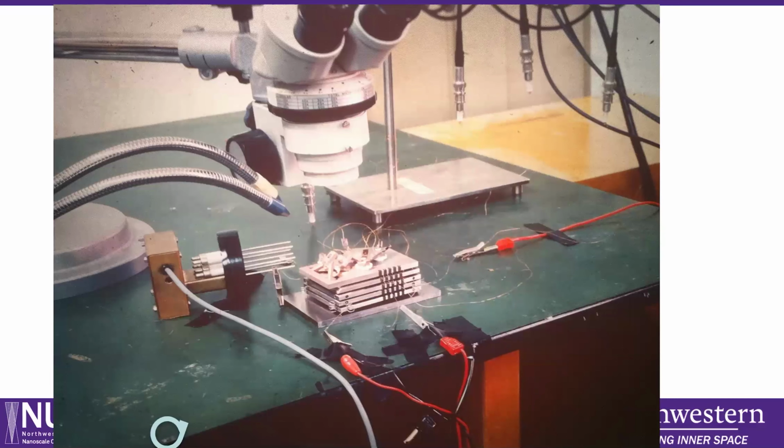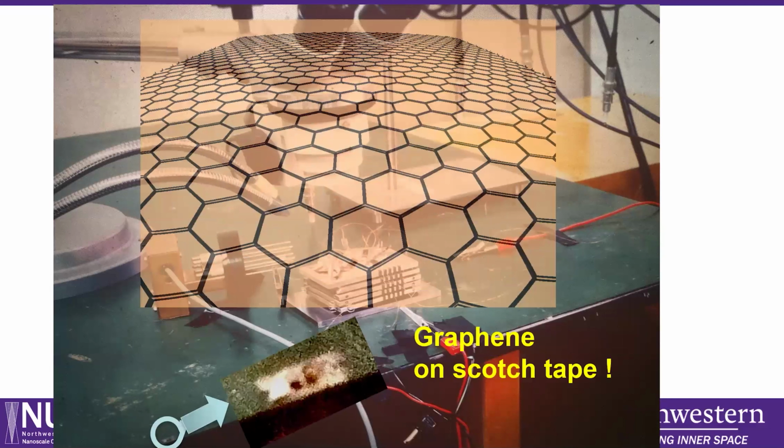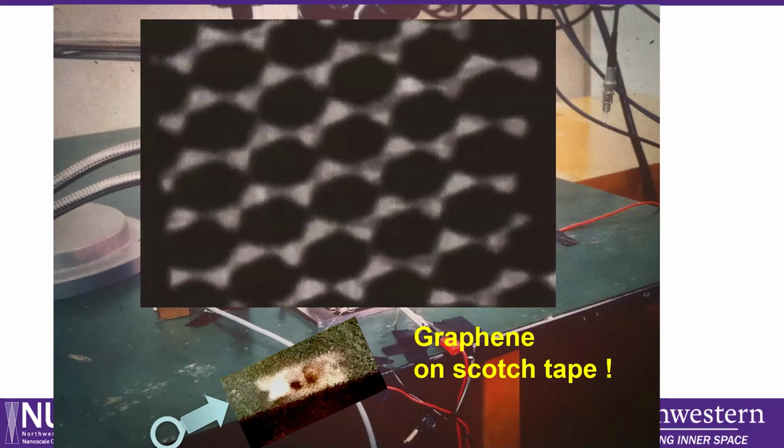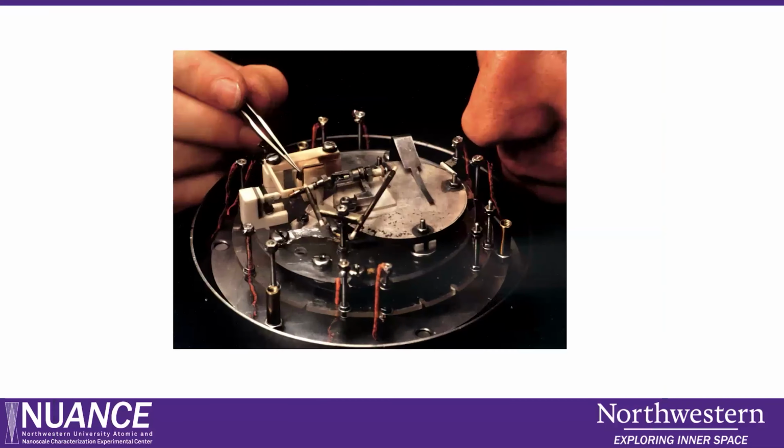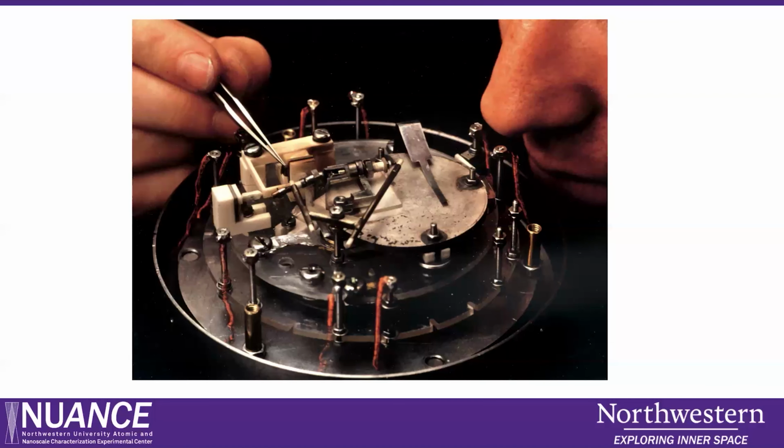And then they imaged the first one. They used graphene. They used the Scotch tape, lifted the layer of graphene, and they saw the atomic structures of that. So this is the first image that they, I think, did in 1986.